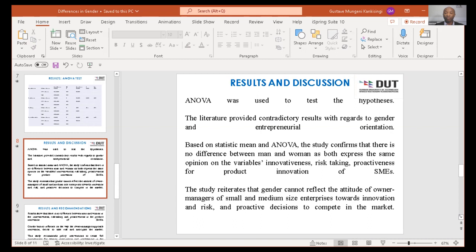The study reiterates that gender cannot reflect the attitude of owner managers of small and medium-sized enterprises toward innovation and risk, as well as proactive decisions to compete in the market.